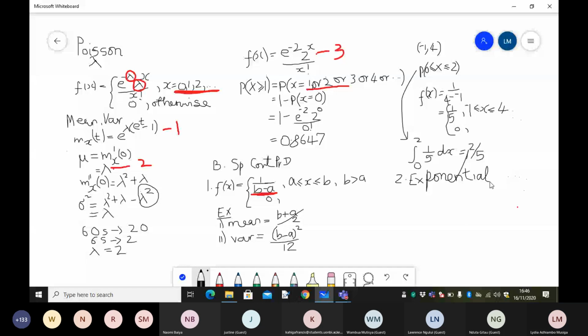Now, the exponential distribution is used to model the time that elapses before the occurrence of some event, e.g., the time until an equipment fails.